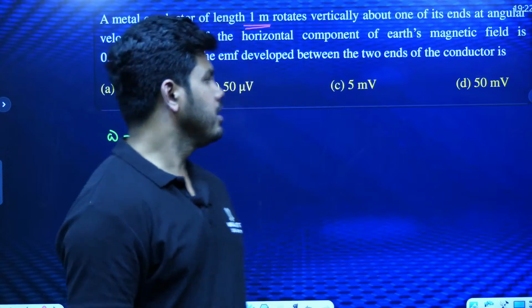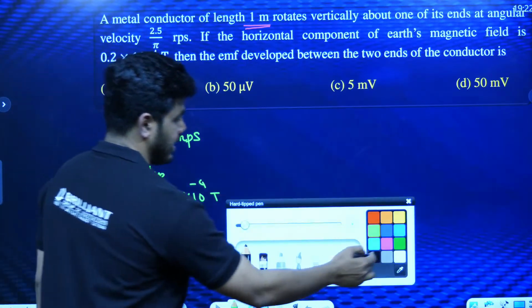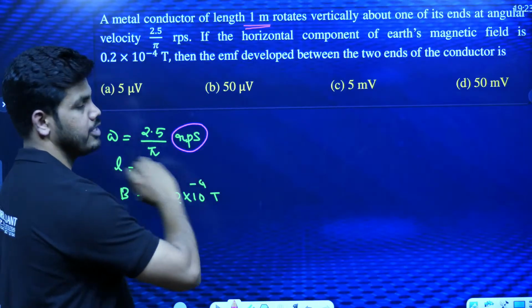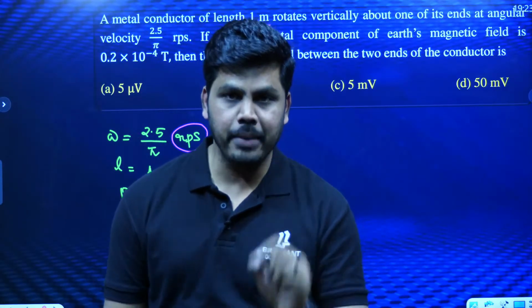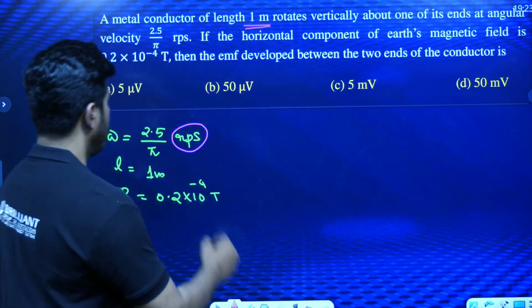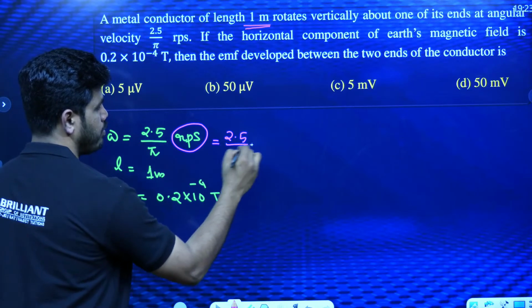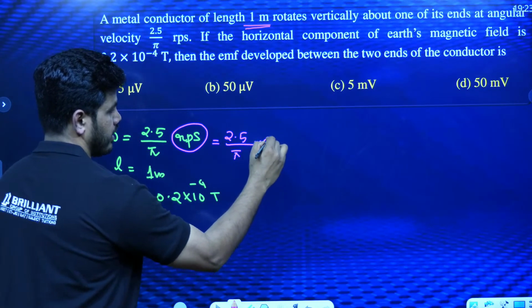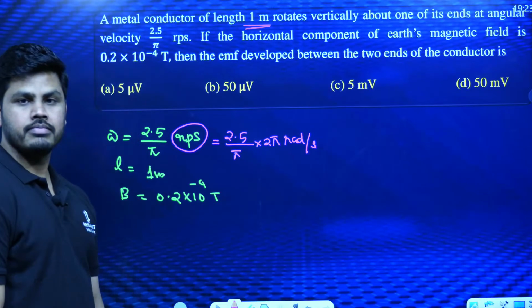We just have to substitute and simplify, with one specific point you have to remember. RPS is not an SI unit. We cannot use RPS. If it is omega, it should be in radians per second. So how will you convert RPS into radians per second? We have to multiply by 2 pi, and then it is converted automatically into radians per second.